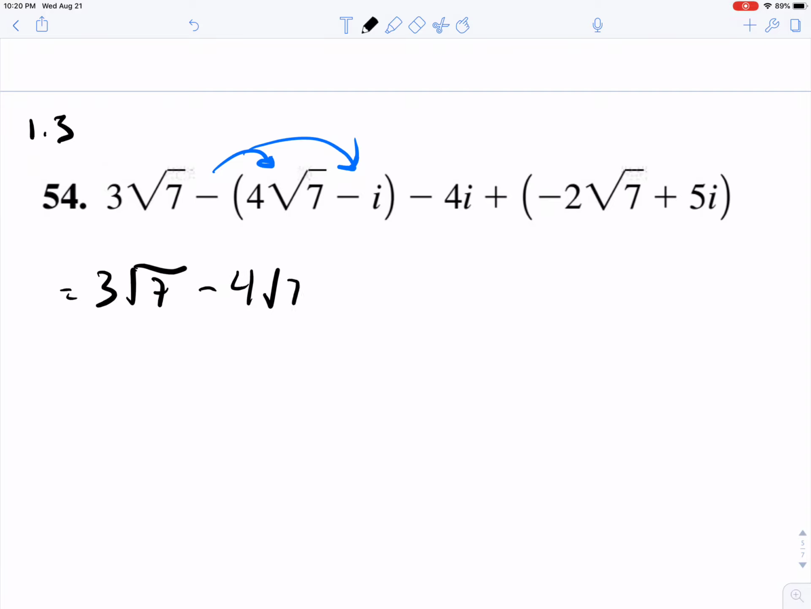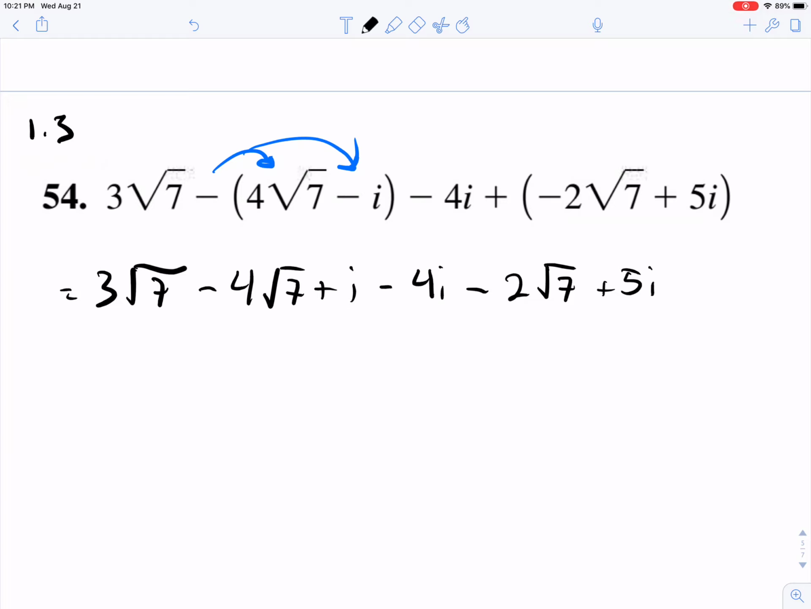That's going to give us a negative 4 times the square root of 7. That's going to give us plus i, we're going to have minus 4i. So nothing to distribute to the next one, so we're going to say minus 2 times the square root of 7 plus 5i. Then what we want to essentially do is go ahead and combine like terms.